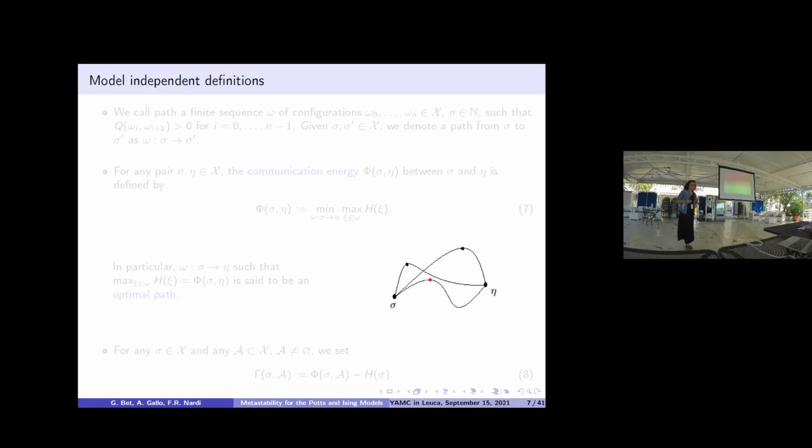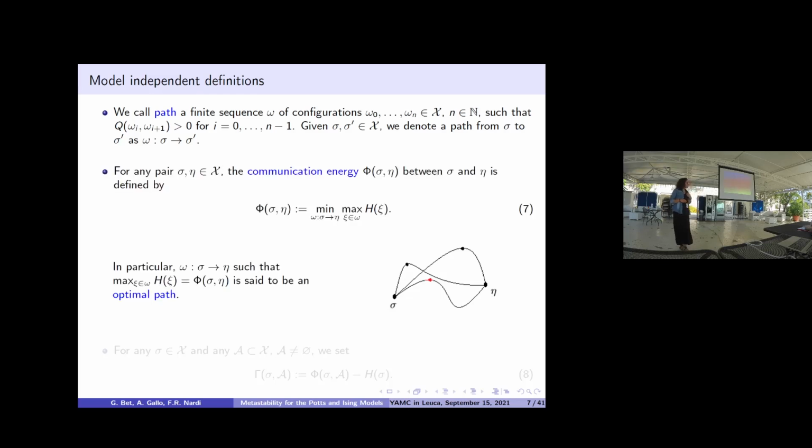So, in order to give you some of our main results, let's start to consider some definitions. First of all, I'll give you some model-independent definitions. So they are definitions that are given for metastability in any model. We call path a finite sequence of configurations, and two adjacent configurations along a path differ only by a single spin flip. For any pair of configurations sigma and theta, we call communication energy between sigma and theta the minimum maximum energy value that has to be reached in order to realize the transition from sigma to theta.